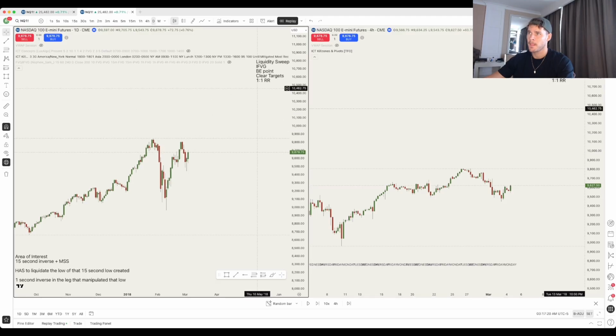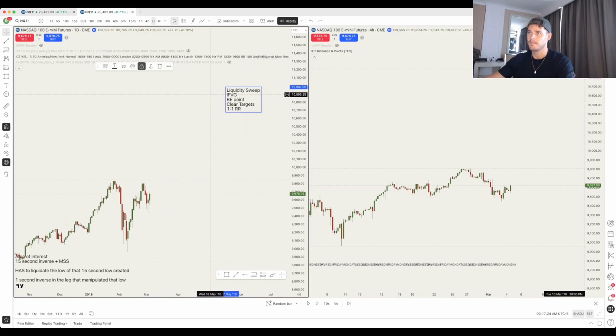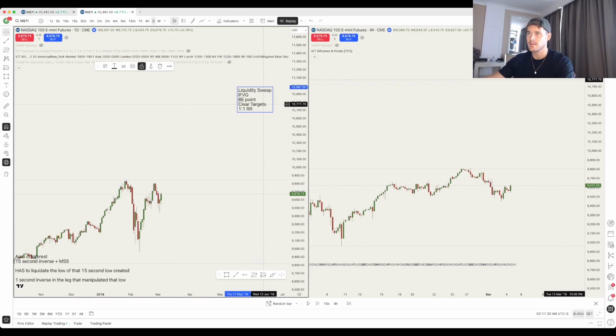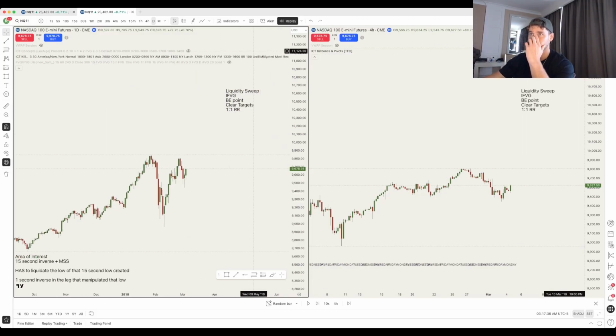So this is basically the model in a nutshell, right? You want a liquidity sweep, you want an inverse FVG gap, then you want to have a break even point, you want to have clear targets, and you want to have at least a minimum of 1-to-1 RR. Alrighty, so what we're going to do, we're going to go onto the 1 minute.